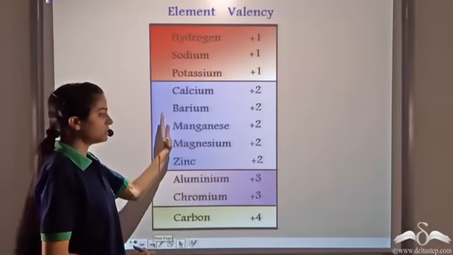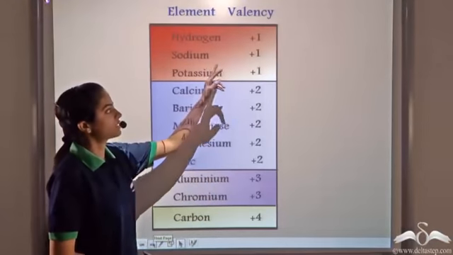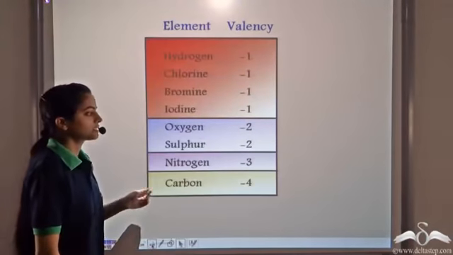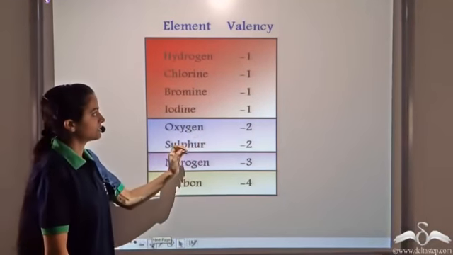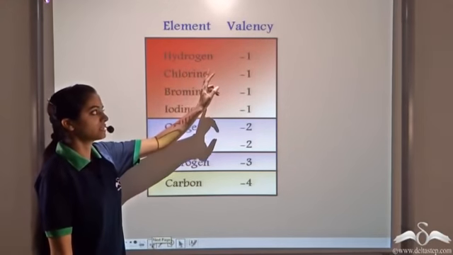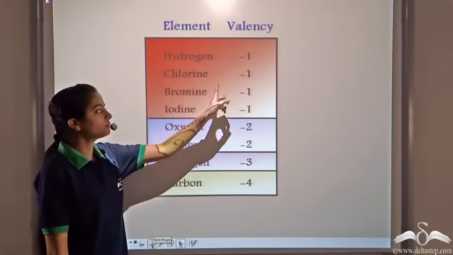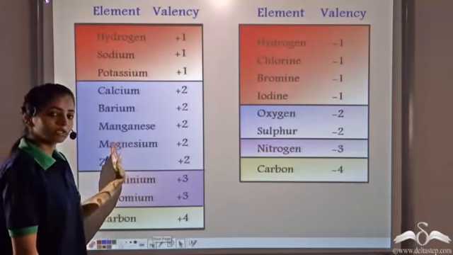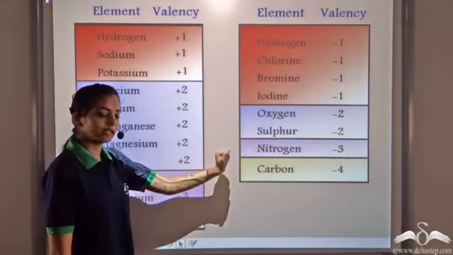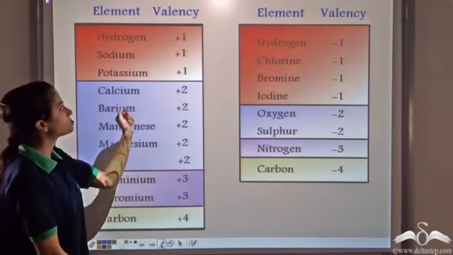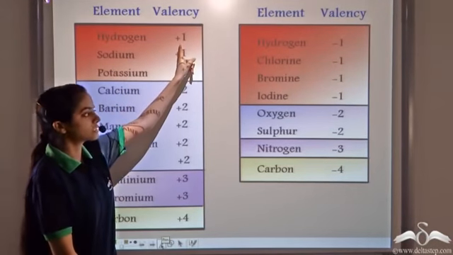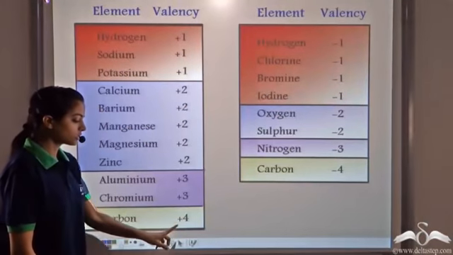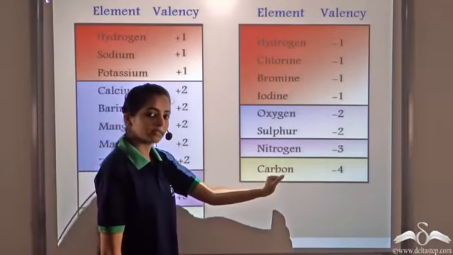Recall some elements which have positive valencies. So hydrogen has a valency +1, sodium +1, and so on. Similarly, recall some elements with negative valencies. So hydrogen in this case has -1. We'll see this. Chlorine -1, bromine -1, and so on. So these are the elements with positive valencies. These are the elements with negative valencies. In this case, you'll observe that hydrogen is showing both positive valency and negative valency. Similarly, carbon. It shows both positive valency and negative valency.